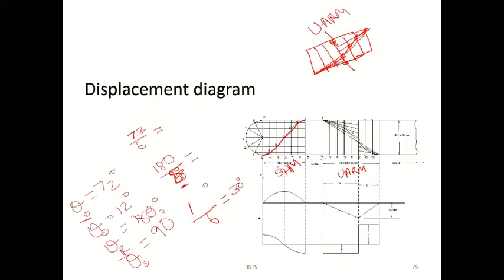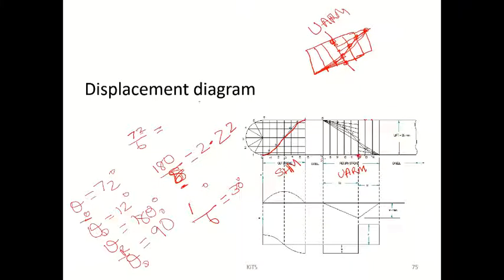So divide this 180 into 8 parts. If you divide 180 by 8, what is the answer you will get? 22.5 millimeters. So you have to divide this into 22.5, 22.5, 22.5. Like that you have to divide. Now, first one is 1, 2, 3, 4, fifth line.